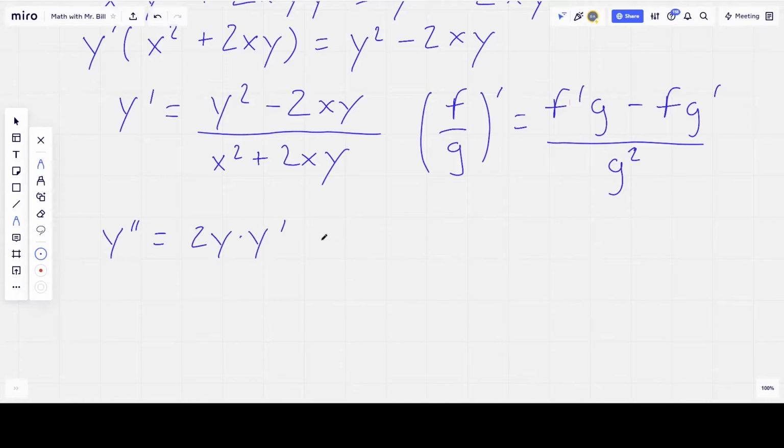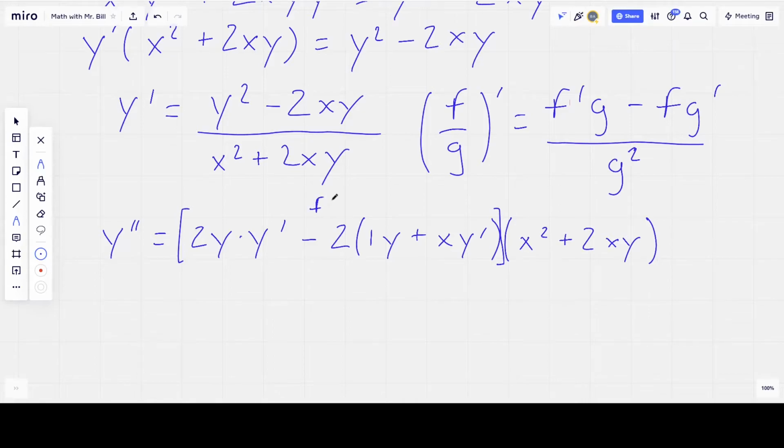times y prime, minus 2 times, and then we've got the product rule again. So the derivative of the first times the second plus the first times the derivative of the second. Okay, and now that's all times the bottom, x squared plus 2xy. Put the parentheses in there like that. So that's f prime times g. Now we've got the second part here.